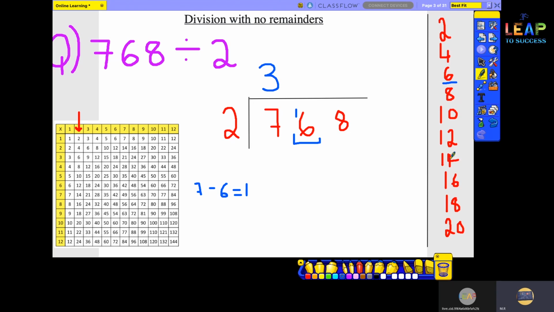Well, the good news is if you go down, you can see that it goes exactly into 16. So how many times is that? 2 times 1, 2 times 2, 2 times 3, 4, 5, 6, 7, 8. So that is 8 times with no remainders.